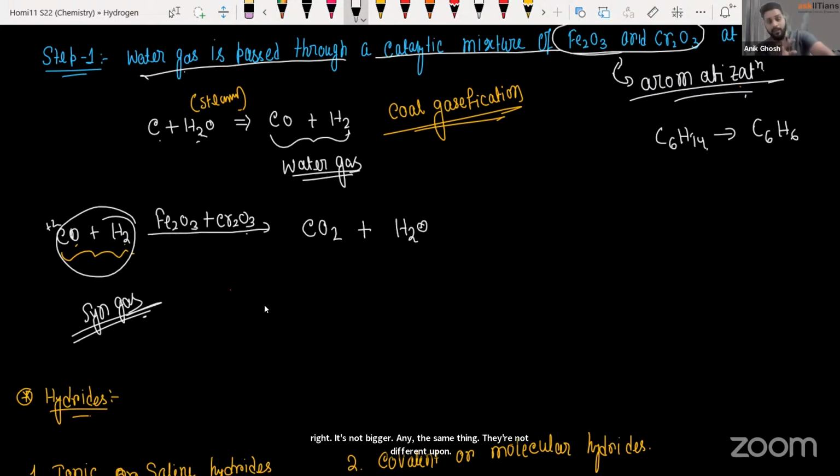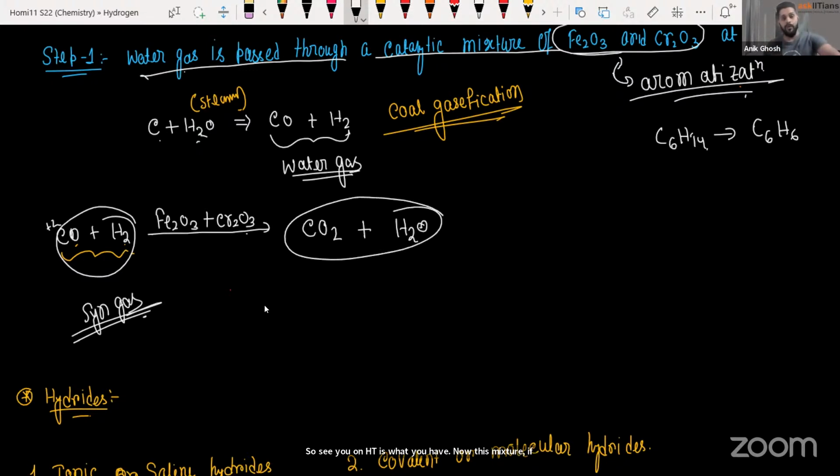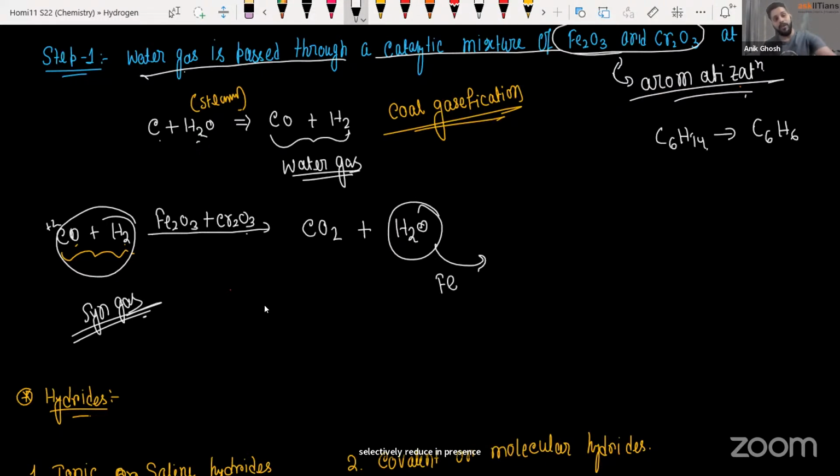Now this mixture, if you take it through the Fe2O3 and Cr2O3 mixture, what would happen is you will form carbon dioxide and water, right? Because both of them would get oxidized. Now, in this particular process, the water that you get, if you selectively reduce in presence of iron metal, what would you get, guys, over here? You'd get hydrogen and Fe. This is in the form of steam is what you get. So you'd get hydrogen gas from there and Fe2O3 back here.